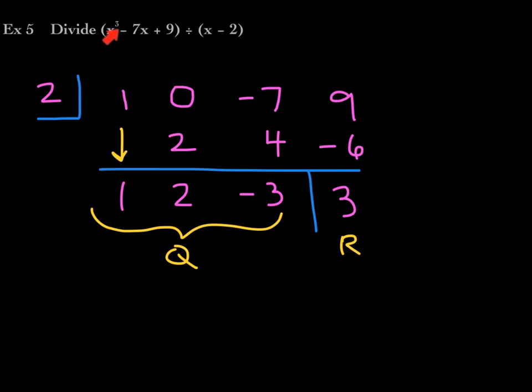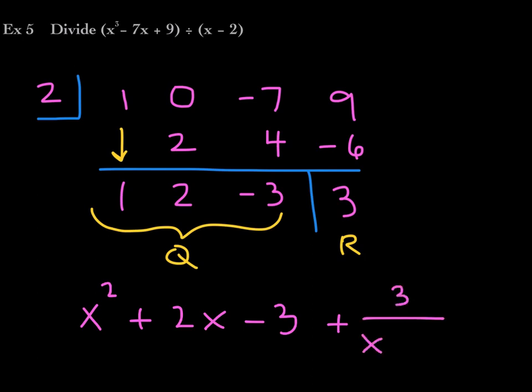This is degree 3 being divided by degree 1, right? That means your quotient will be 1 less degree than the dividend. So this must be a degree 2 or quadratic. So it must be 1x squared plus 2x minus 3, and then your remainder will be written as plus 3 over your divisor, x minus 2.